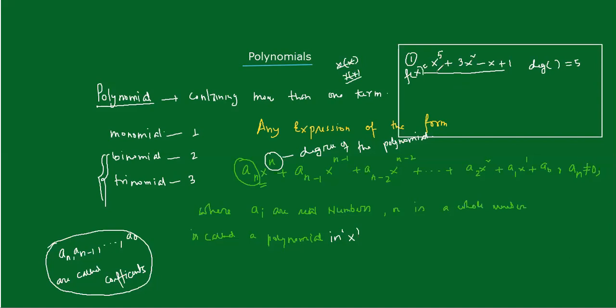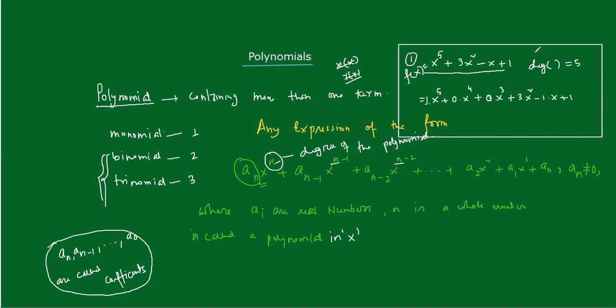But now you may be asking, sir, here the powers are consecutive, it is reducing, but here there is a drop. No problem, that can be. Why? Because I can write them in the given format. That is 1 into x to the power 5. Then as power 4 is not there, I can write 0 into x to the power 4. Then 0 into x cube. Then 3 into x square. And then minus 1 into x and then plus 1.